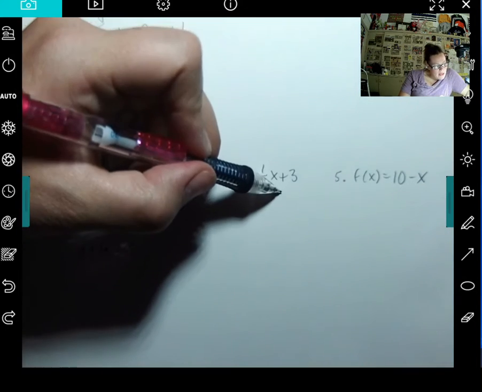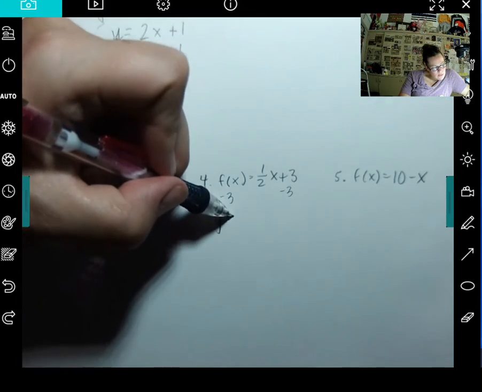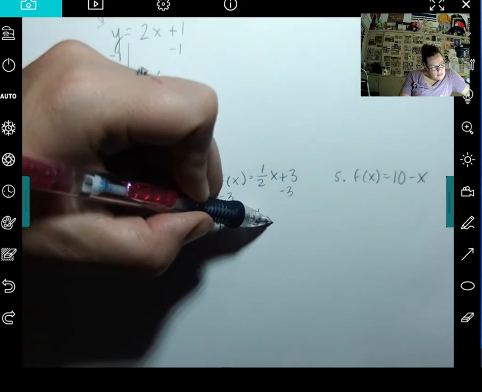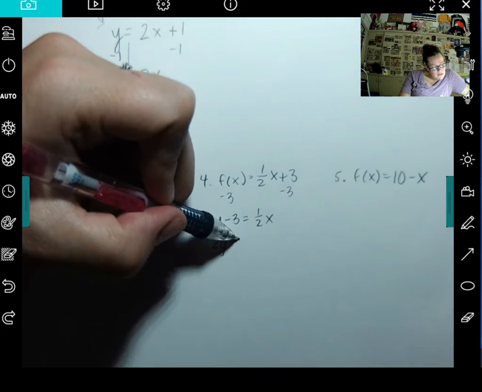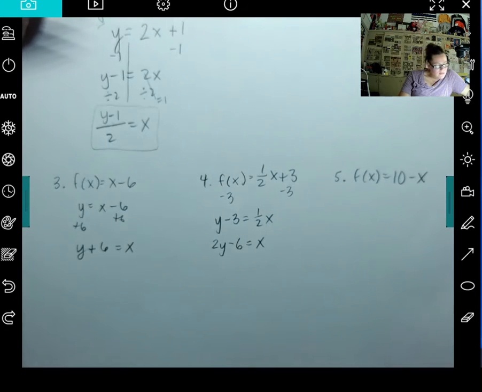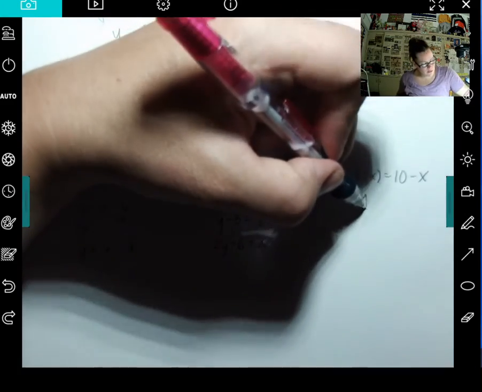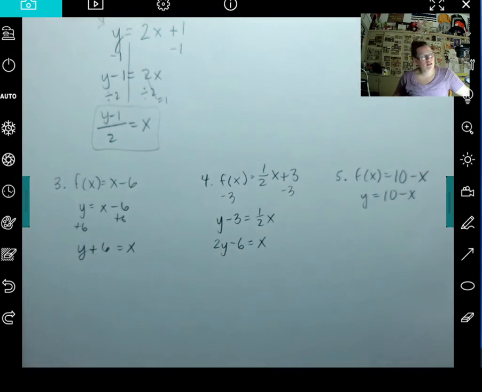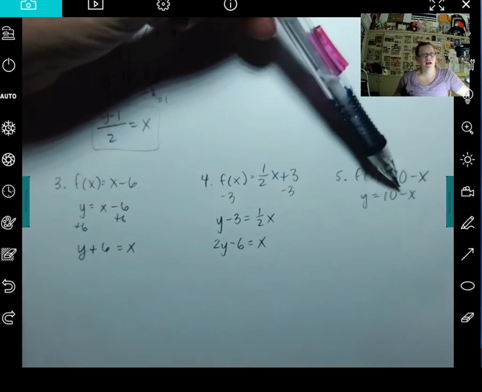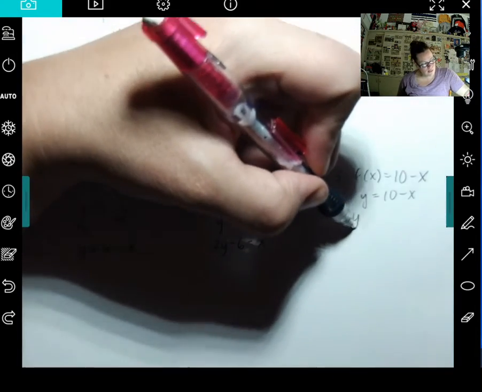For number 4, if we start by subtracting 3 from both sides, I forgot to change that to a y, so we get y minus 3 equals 1/2 x. Multiply everything by 2, so we get 2y minus 6 equals x. For number 5, if we first replace that with a y, we end up with this, and you could do a couple of things. You could move the x over to make it positive, or you could just switch the sign of everything after we're done. So we'd have y minus 10 equals negative x.